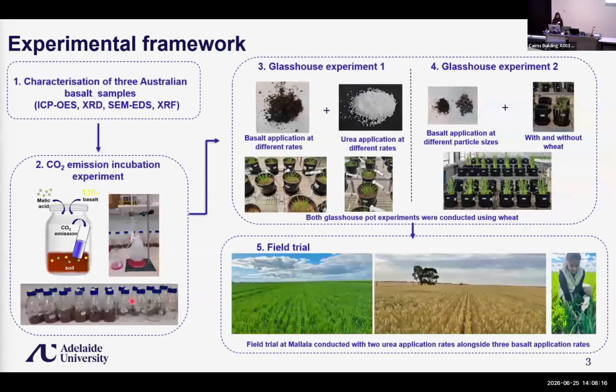So as I explained before, in my experimental framework, I characterized 3 different Australian basalts from 3 different states. And after thoroughly characterizing them, I chose one type of basalt for my experiments. And the first experiment was a carbon dioxide incubation experiment. Following that, I conducted 2 glasshouse experiments. And after finishing these experiments, I conducted, finally, my field trial.